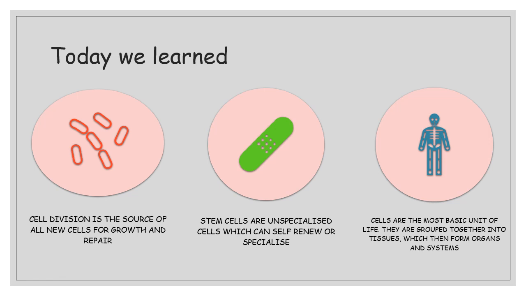Stem cells themselves are unspecialized cells. They can do two things. They can self-renew, so to create new stem cells, or they can specialize into those specialized cells that have certain functions and therefore certain adaptations to fulfill that function. And as we've just talked about, cells are the most basic unit of life. They are grouped together into tissues. Tissues then form organs, and those organs work together to form a system, and many systems create that multicellular organism.